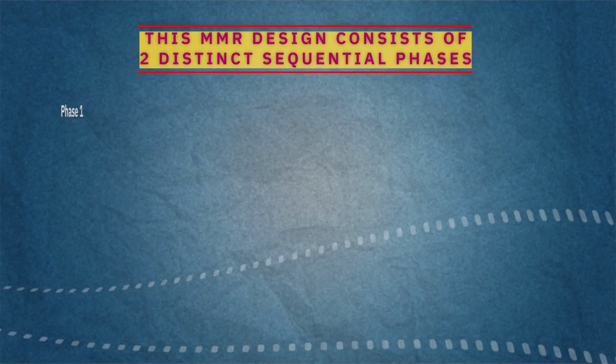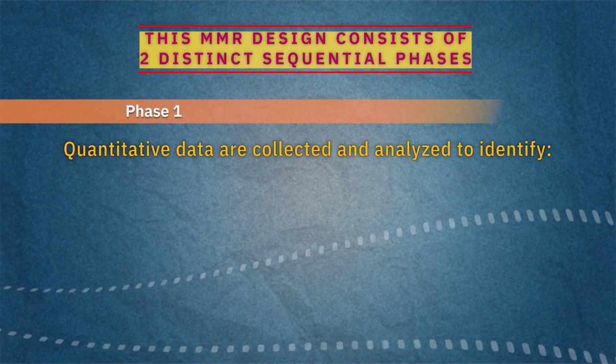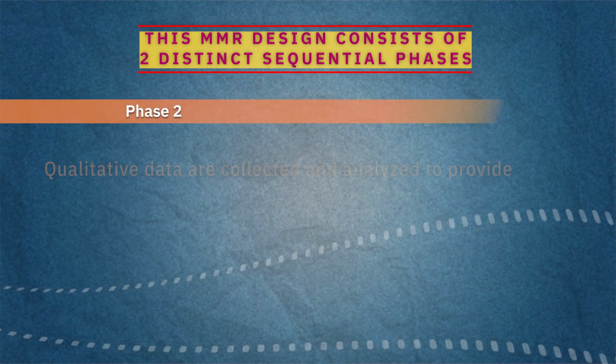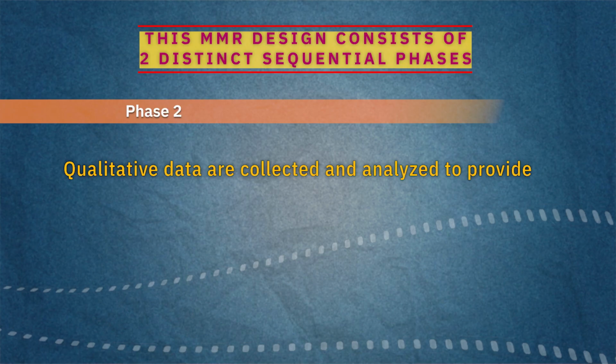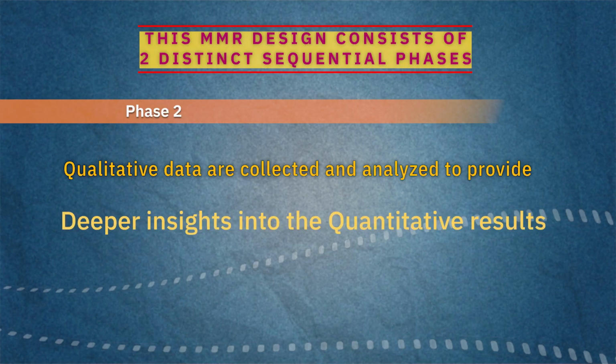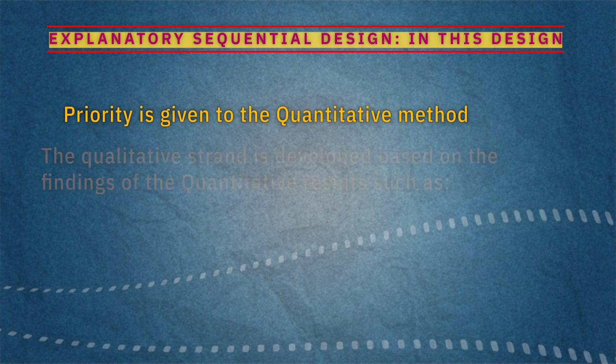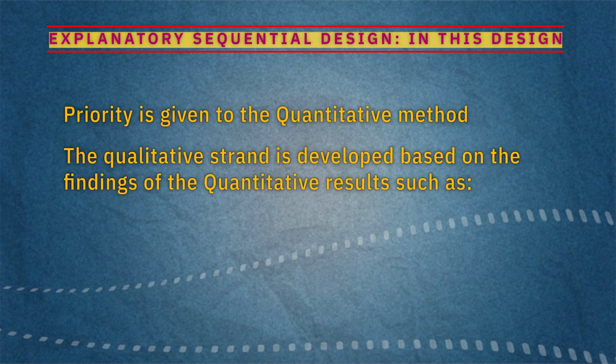Now, this mixed method design consists of two distinct sequential phases. In Phase 1, quantitative data are collected and analyzed to identify patterns, trends, and relationships. Then comes Phase 2, where qualitative data are collected and analyzed to provide deeper insights into the quantitative results. A clear connection exists between these two phases. Priority, of course, is given to the quantitative part. At the same time, the qualitative strand is developed based on the quantitative results.